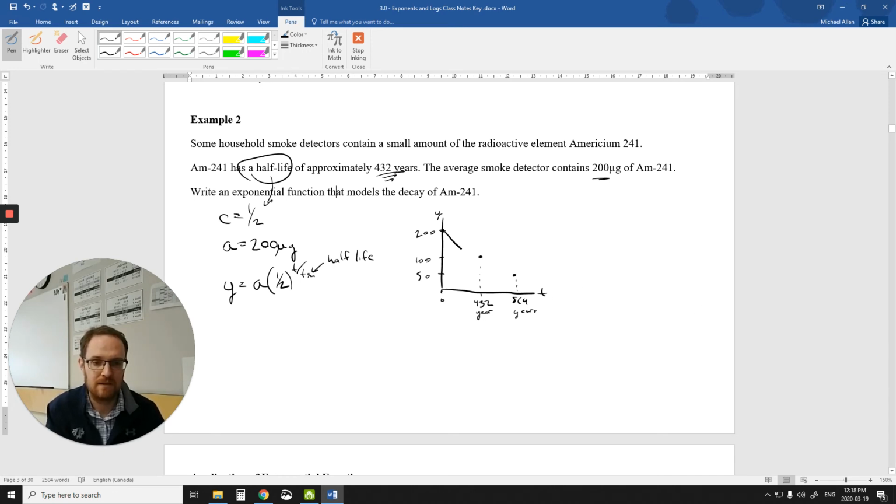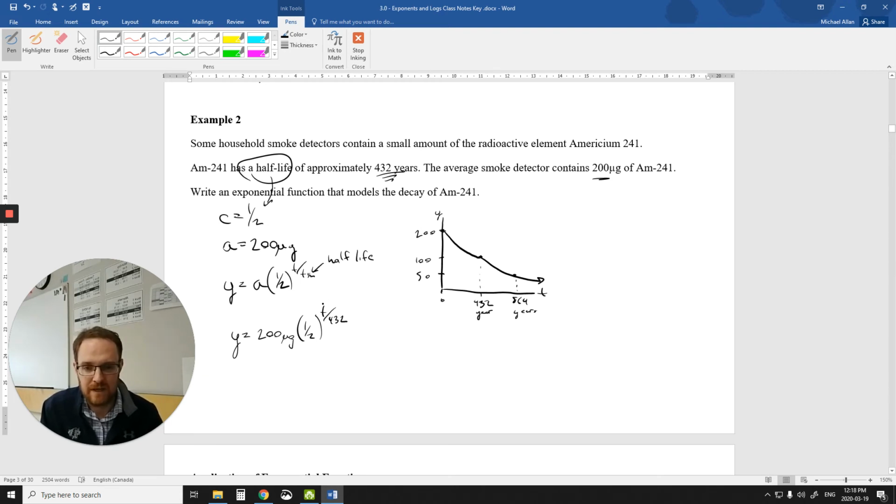So I do have this decay graph that looks like this. It starts at this point up here, so that's why our A is 200. So the equation that we're going to write here is going to be 200, and if you want to write the units, you can write the units here, 1/2 to the power of T over the half-life. The problem is we don't know what T is, but we do know what the half-life period is. So that's this number on the bottom. So that's going to be in years.